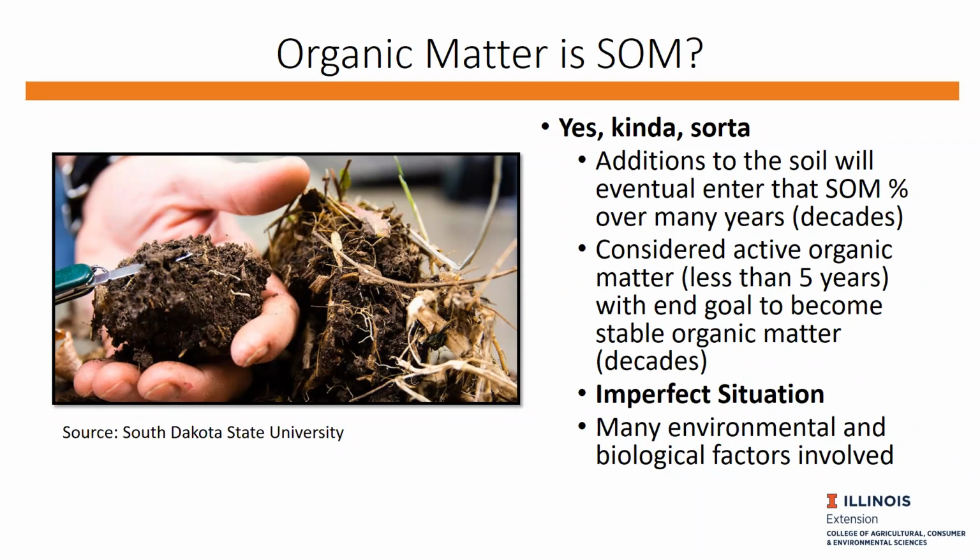It's considered active organic matter. This is something that's less than 5 years that you have added to the soil. The end goal is, of course, to become a stable organic matter, which, as shared with you, can take decades. It's a very imperfect situation, though. Depending on how the organic matter is added to the soil, if it's out on the soil surface, depending on your soil texture, your soil properties, the environmental conditions, all of those are impacting the organic matter that you're adding on a seasonal basis, eventually getting to the soil organic matter. So there's a lot still to research and a lot still to find out.